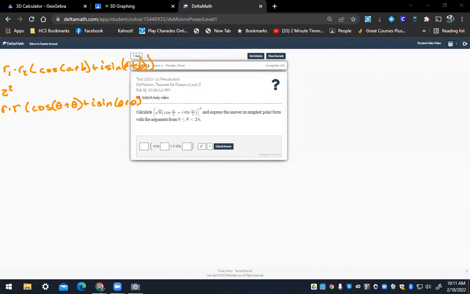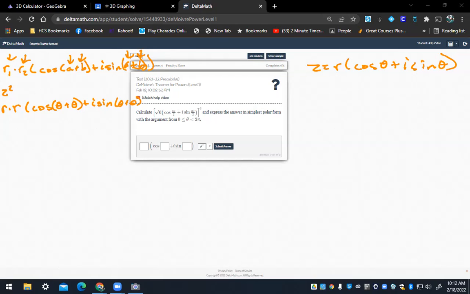Does that make sense? Because if you're squaring it, I'll explain what I'm talking about. If Z is R times cosine theta plus I sine theta, and you're squaring it, then you're multiplying it by itself. Therefore, R1 is just R, R2 is just R, A is theta, B is theta. So all I did was replace them with R, R, theta, theta. Does that make a little bit more sense? Just squaring something is like multiplying it by itself.